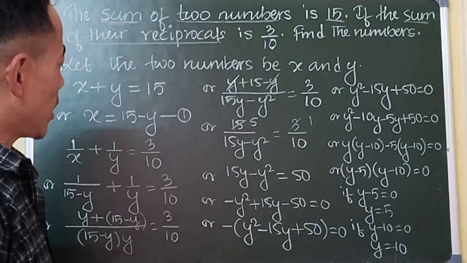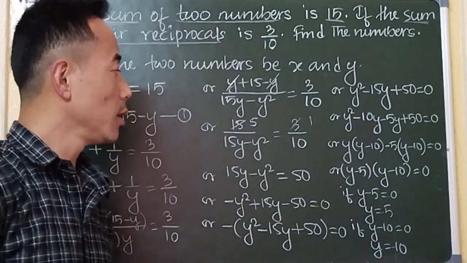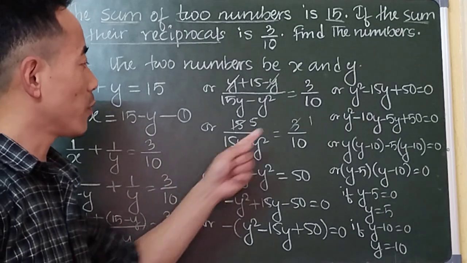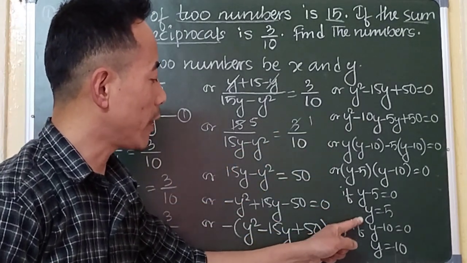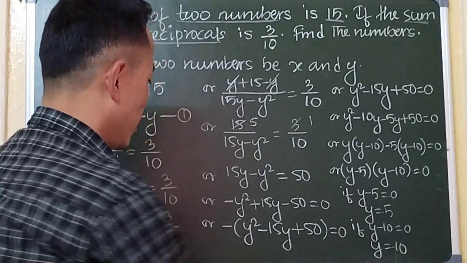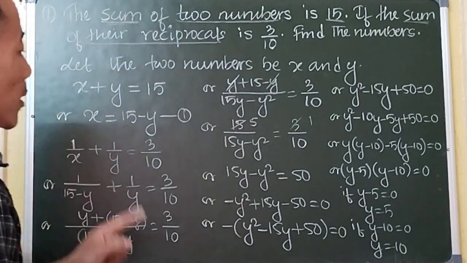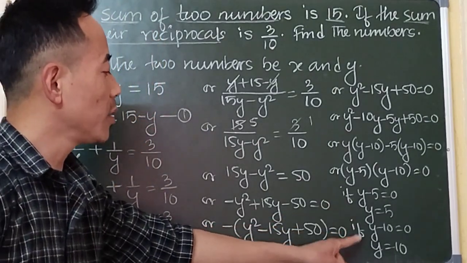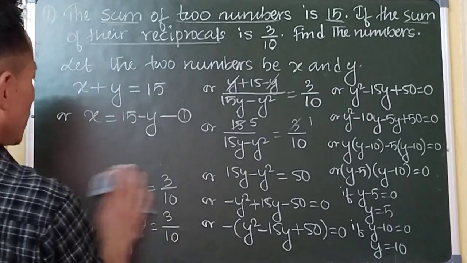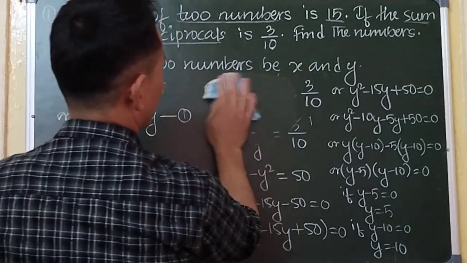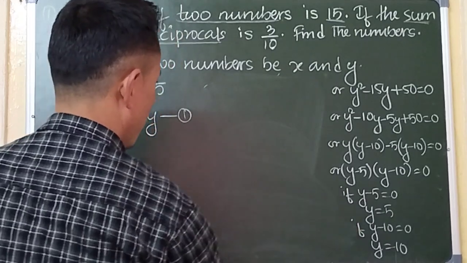So what we have done is, after forming the equation, the quadratic equation in terms of y, we have solved it and we have obtained two values of y, that is 5 and 10. Now let's find the value of x. Now for finding the value of x, you can replace this value of y in this equation number 1. So let's put the value here.